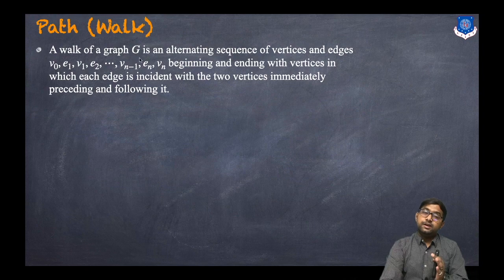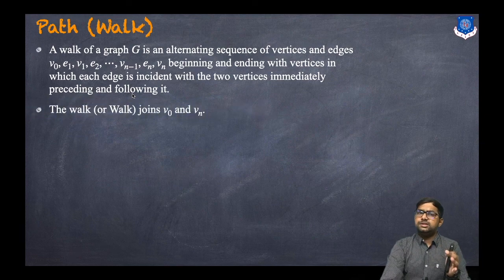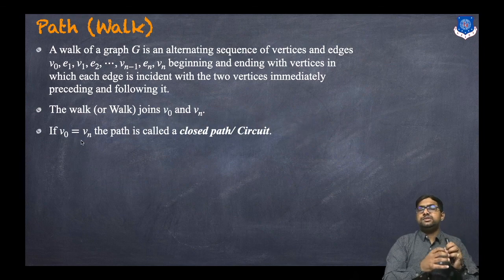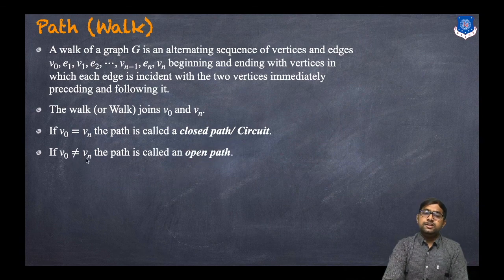Okay, now let us discuss what is a path or a walk. A walk of a graph G is an alternating sequence of vertices and edges, V0, E1, V1, E2 and so on, beginning and ending with vertices, in which each edge is incident with the two vertices immediately preceding and following it. It is very easy. This path or walk joins V0 and Vn. Now if both are the same, that means the starting vertex and the end vertex are the same, then it is a closed path or a circuit. If V0 and Vn are different, it is called an open path.